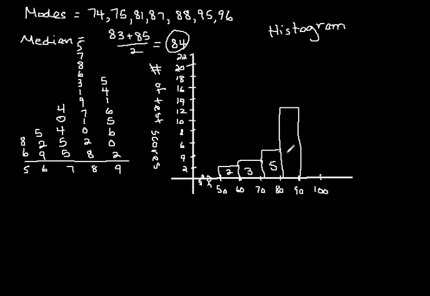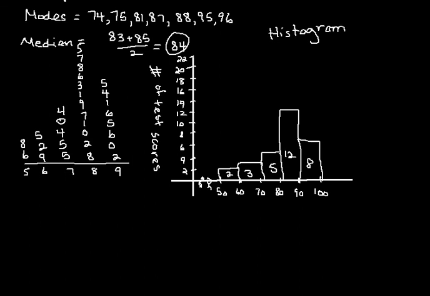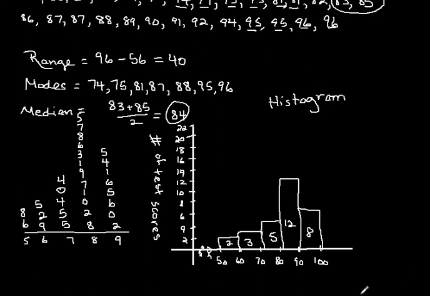And then finally we have from 90 to 100, 1, 2, 3, 4, 5, 6, 7, 8. So the 8 right here. And that gives us a little graph of our data, and it's just another way of looking at information so that you can see, wow, there's a lot of 80s on this test, that was pretty good. So, just different ways to look at data, and hopefully you'll find this lesson to be pretty easy.